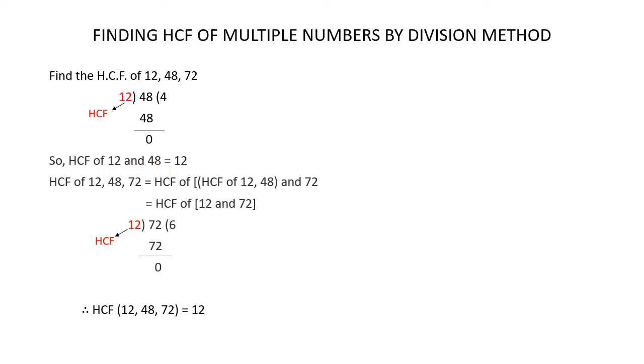In the next step, you have to find the HCF of 12 and 72. Now 72 is the larger number and 12 is the smaller number. So divide 72 by 12. You will get 0 as the remainder. So 12 is the HCF of 12 and 72. Now the HCF of the three numbers will be the final HCF. So the HCF of 12, 48 and 72 will be 12. Hope you understood this method.